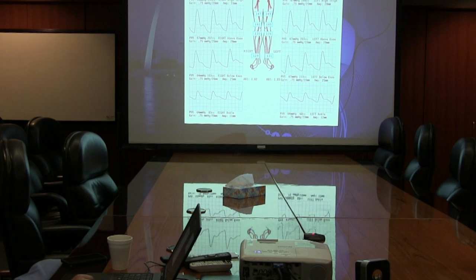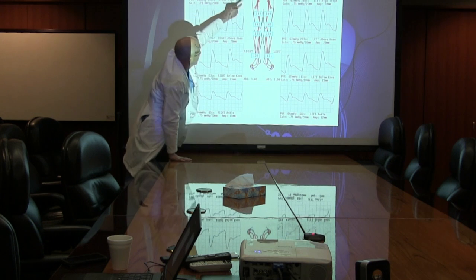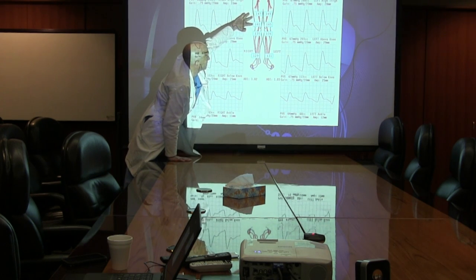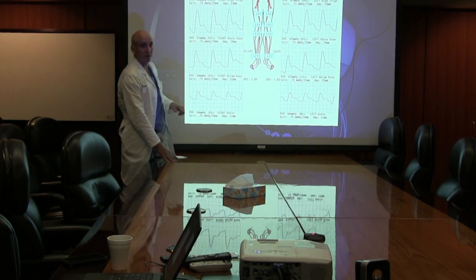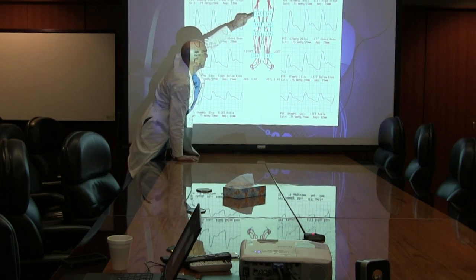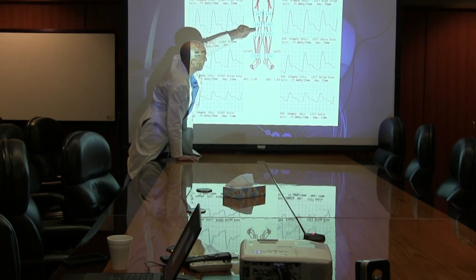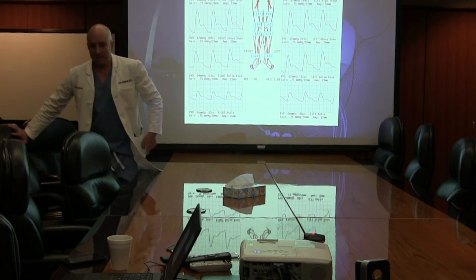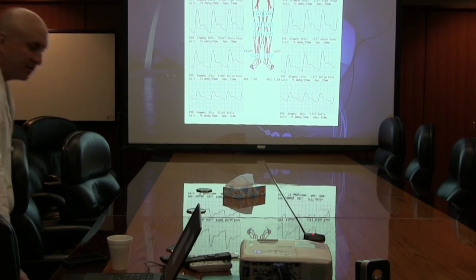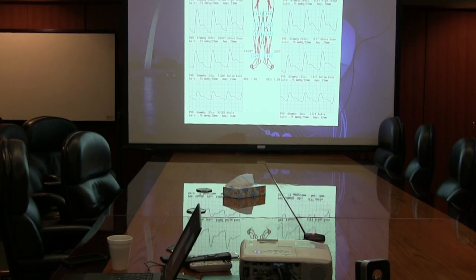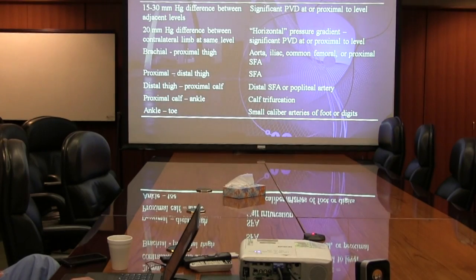That's okay. Yeah. So, we said 100, 100, 50, so somewhere between here. So, high thigh to low thigh, we have a pressure gradient, so somewhere in the SFA. If it's 100, 100, 100, 50, now it's popliteal. Pretty straightforward. So, if you just order ABIs, you're not going to get segmental pressures. If you order ABIs with segmental pressures, you get it, and it can help localize. And that's something we do for planning for procedures.